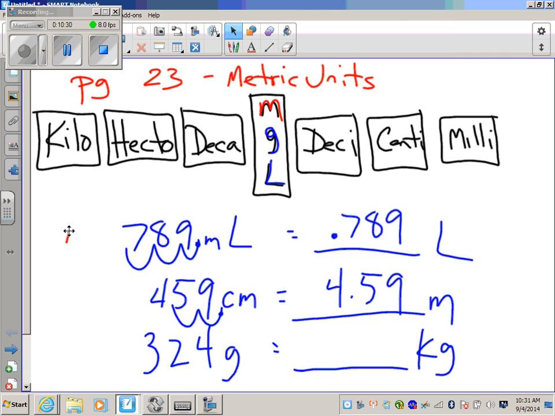Try that one. 324 grams, because that's what we know. I know how many grams I have. It tells me right here. So I start at G, grams. I need to get to kilograms, kilo-G, right? 1, 2, 3 to the left. 1, 2, 3 to the left makes it now 0.324.